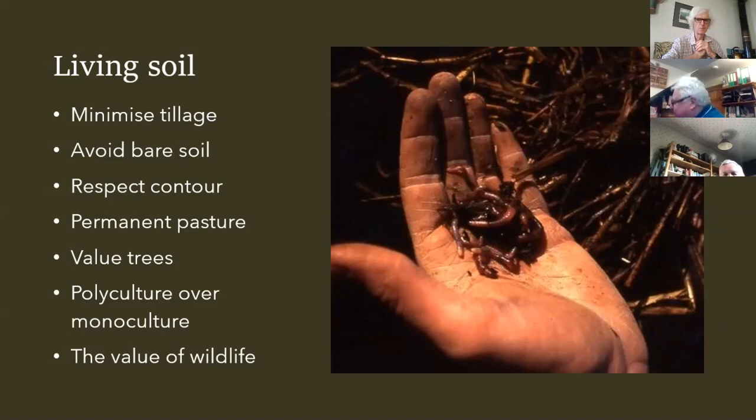Permanent pasture, not monocropped Italian ryegrass. The value of trees for shelter, for holding water in the landscape, for the livestock to shelter beneath when it's cold or windy or when it's too hot. This adds to their body mass and therefore their productivity without doing more work. Polyculture, not monoculture, and the value of wildlife.